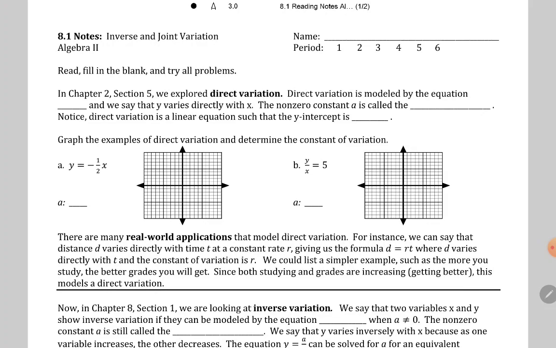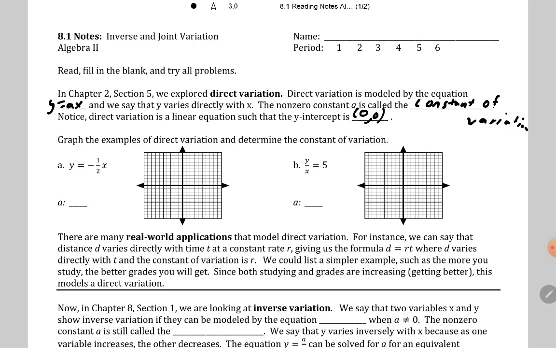Direct variation is modeled by the equation y equals ax, and we say that y varies directly with x. The non-zero constant a is called the constant of variation. Notice direct variation is a linear equation such that the y-intercept is 0. So where it crosses the y-axis is at 0, 0.